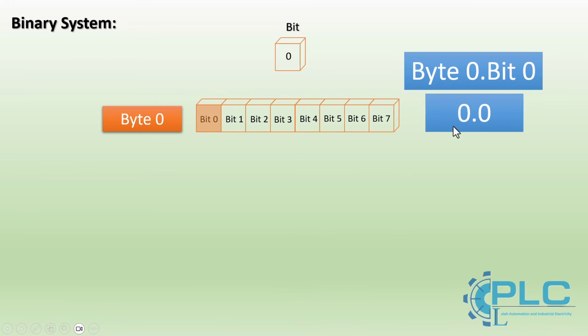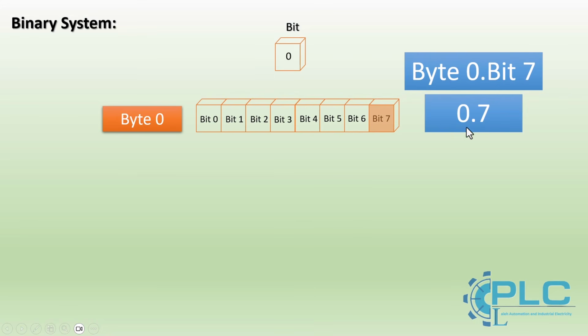Now, what if we want to access the last bit of byte 0? The last bit is bit 7, so the byte and bit part of the address is 0.7. The first 0 still represents byte 0, while 7 represents bit 7.